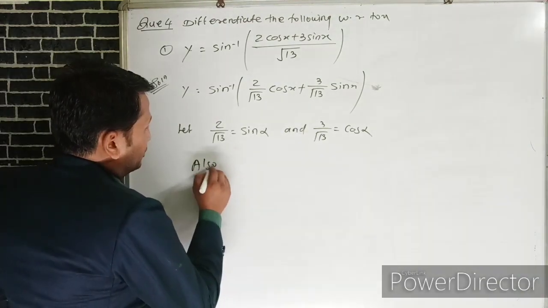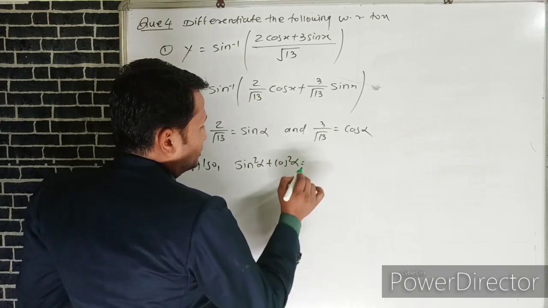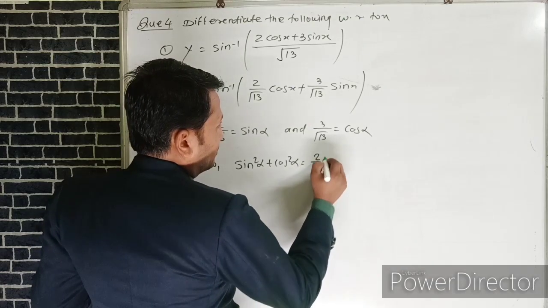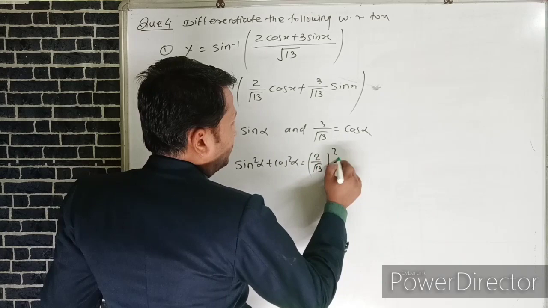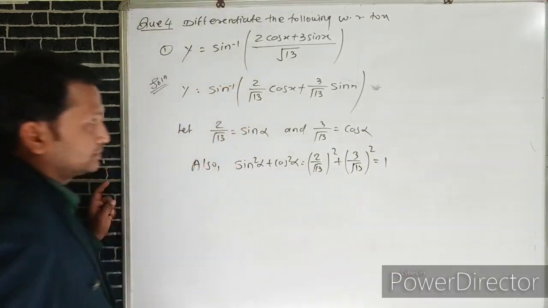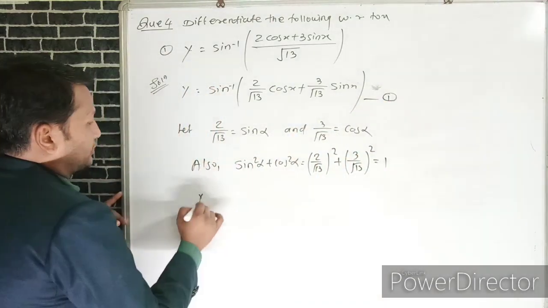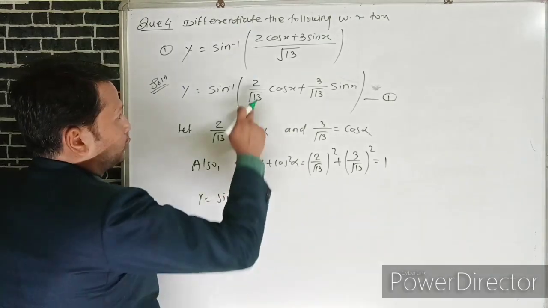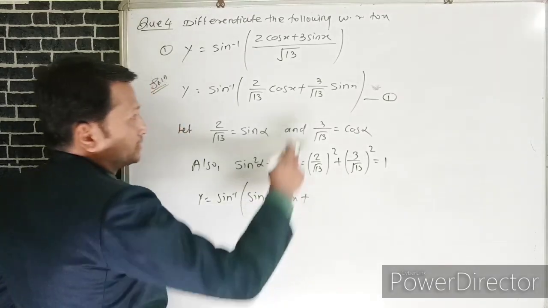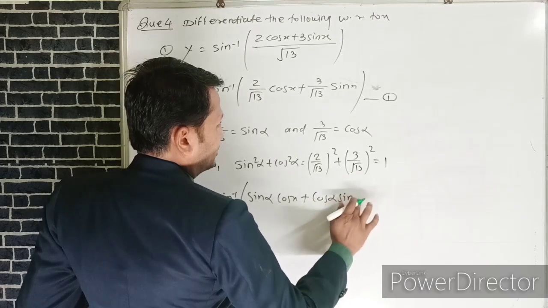then it can also be written as, we know that sin square alpha plus cos square alpha is equal to 2 upon under root 13 whole bracket square plus 3 upon under root 13 whole bracket square, which is also 1. Hence, equation 1 becomes y is equal to sin inverse of 2 upon root 13, which is sin alpha, into cos x as it is, plus 3 upon root 13, which is cos alpha, into sin x as it is.